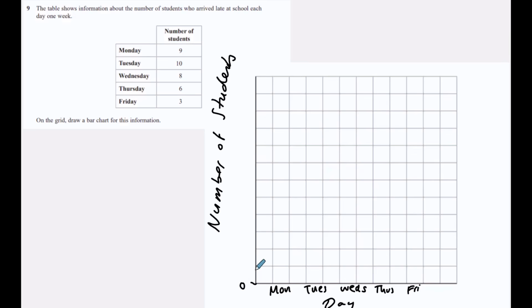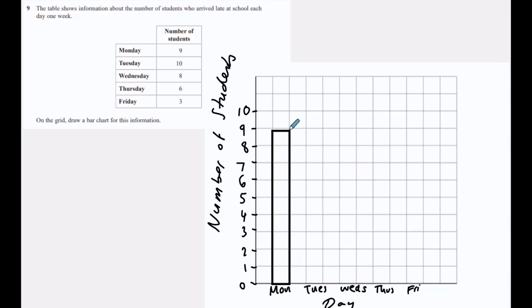And we're going to have 0, 1, 2, 3, 4, 5, 6, 7, 8, 9, 10. 10's the highest we have. So we could just draw on a box for each day. So Monday has got to go up to 9. Tuesday goes up to 10. Wednesday is 8.